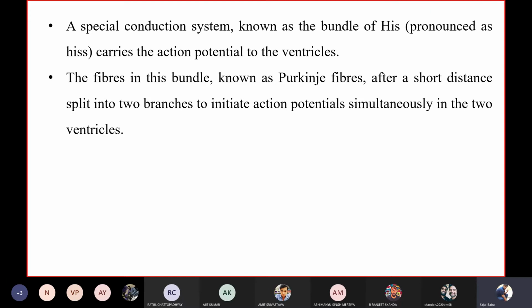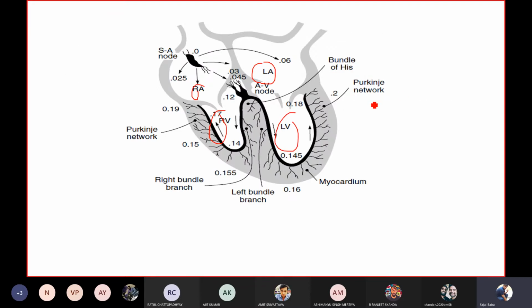AV means atrioventricular node. I didn't remember the name just now, but if you Google it, then you can get it. So from the SA node, it will travel to the AV node, and then from the AV node to the bundle of His, and from the bundle of His to the Purkinje fibers, and from the Purkinje fibers to the ventricle muscles, and then the ventricle muscles will contract. The atrium muscles will directly get the impulse from the SA node because it is near to the atrium.